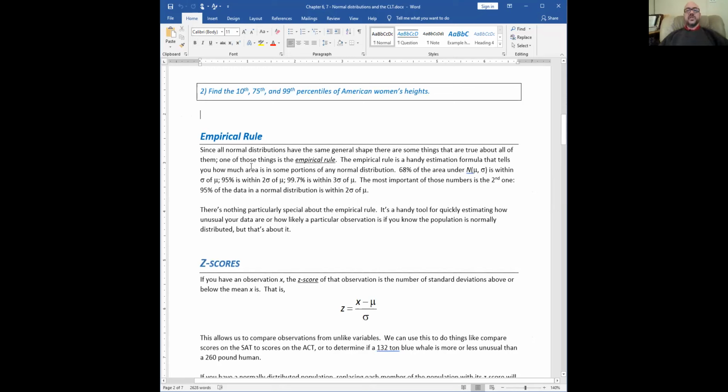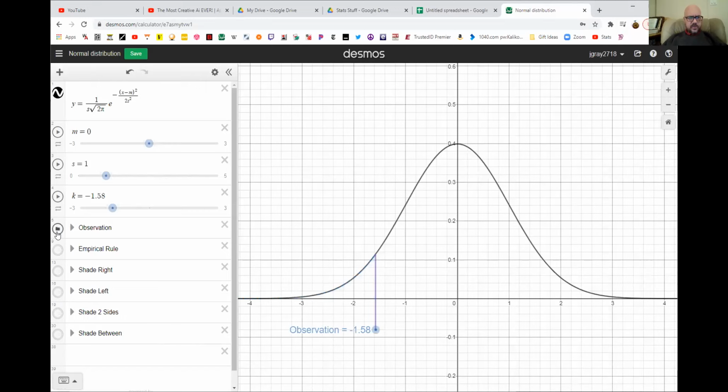The empirical rule is just a rule of thumb to estimate how much area is in certain regions of normal distribution. So normal distributions are kind of all shaped the same in a sense, where if you think in terms of standard deviations rather than absolute distances, then they all have the same area within certain numbers of standard deviations. So let me flip over to my Desmos graph here.